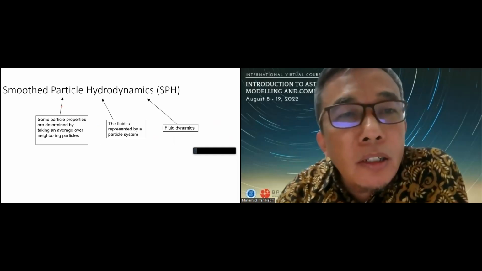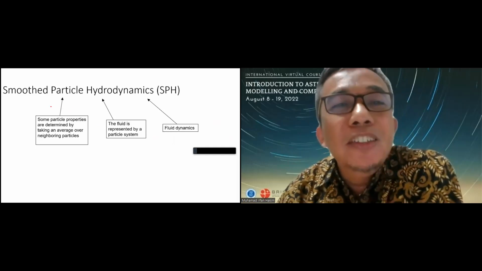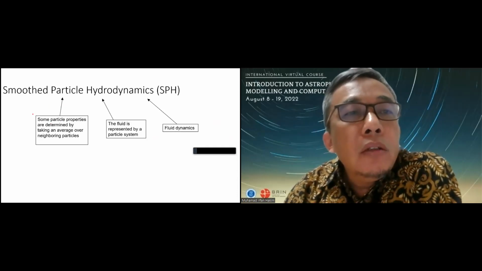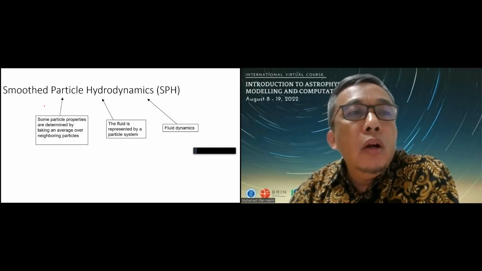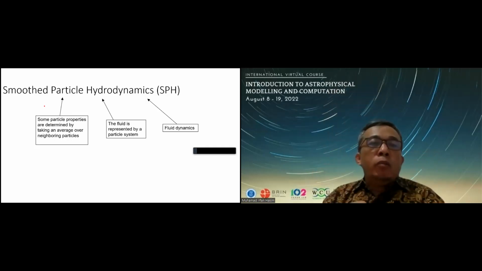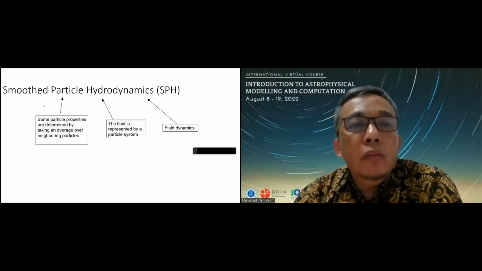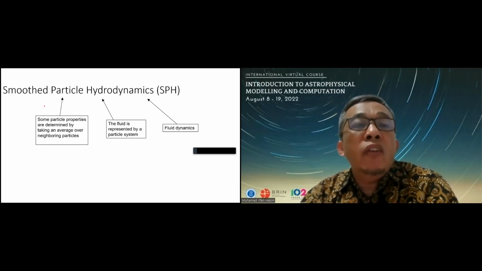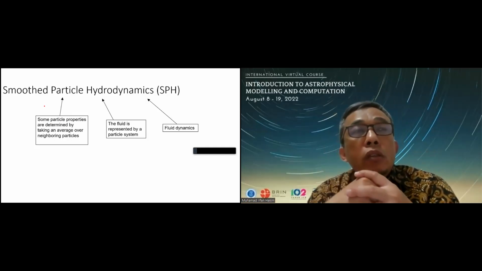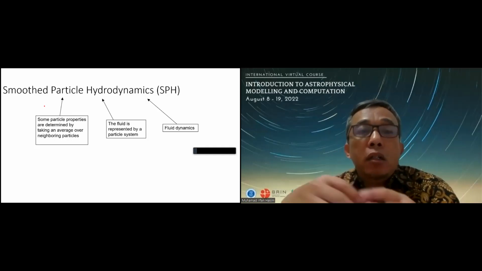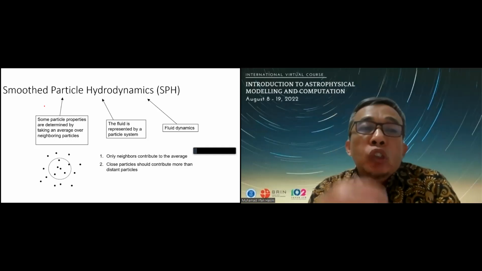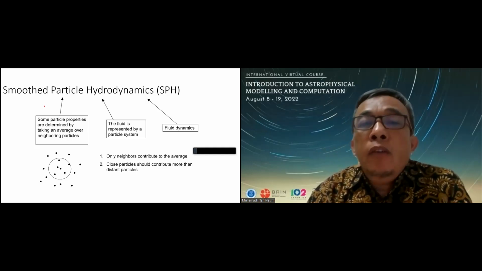Well, this is the wrong arrow direction. I apologize. Forgive me. The word smooth means that some particle's properties are determined by taking an average over neighboring particles. So only the neighbors contribute to this average.